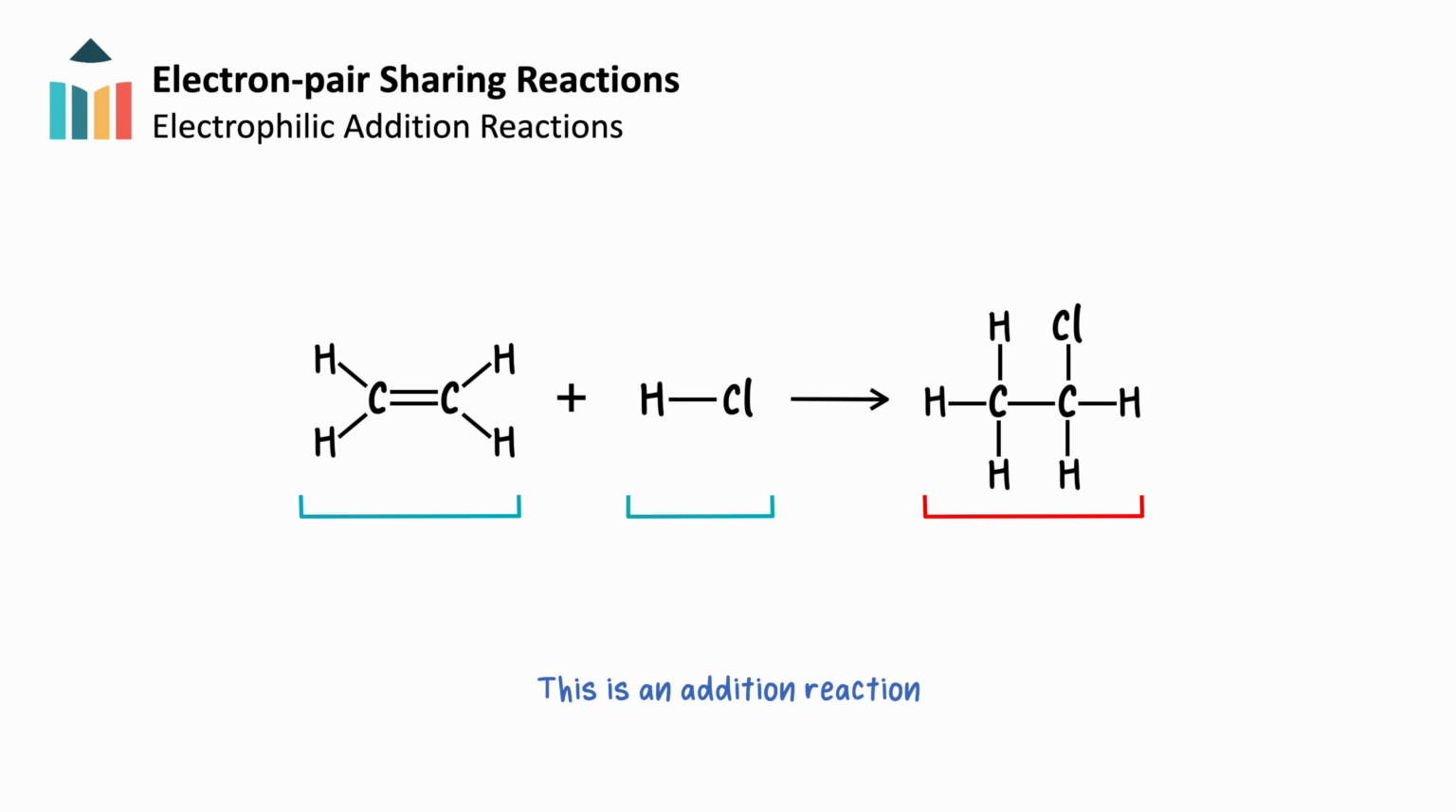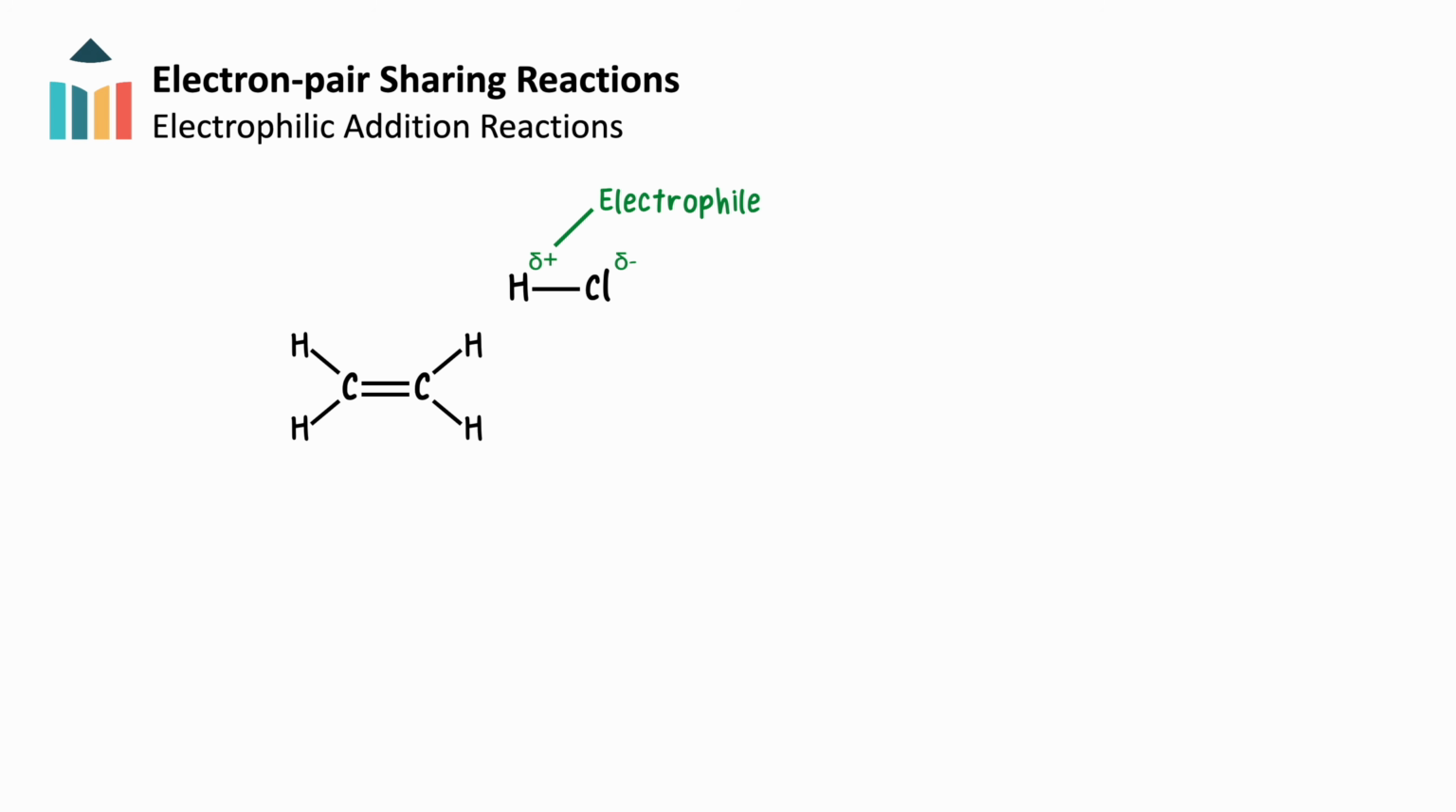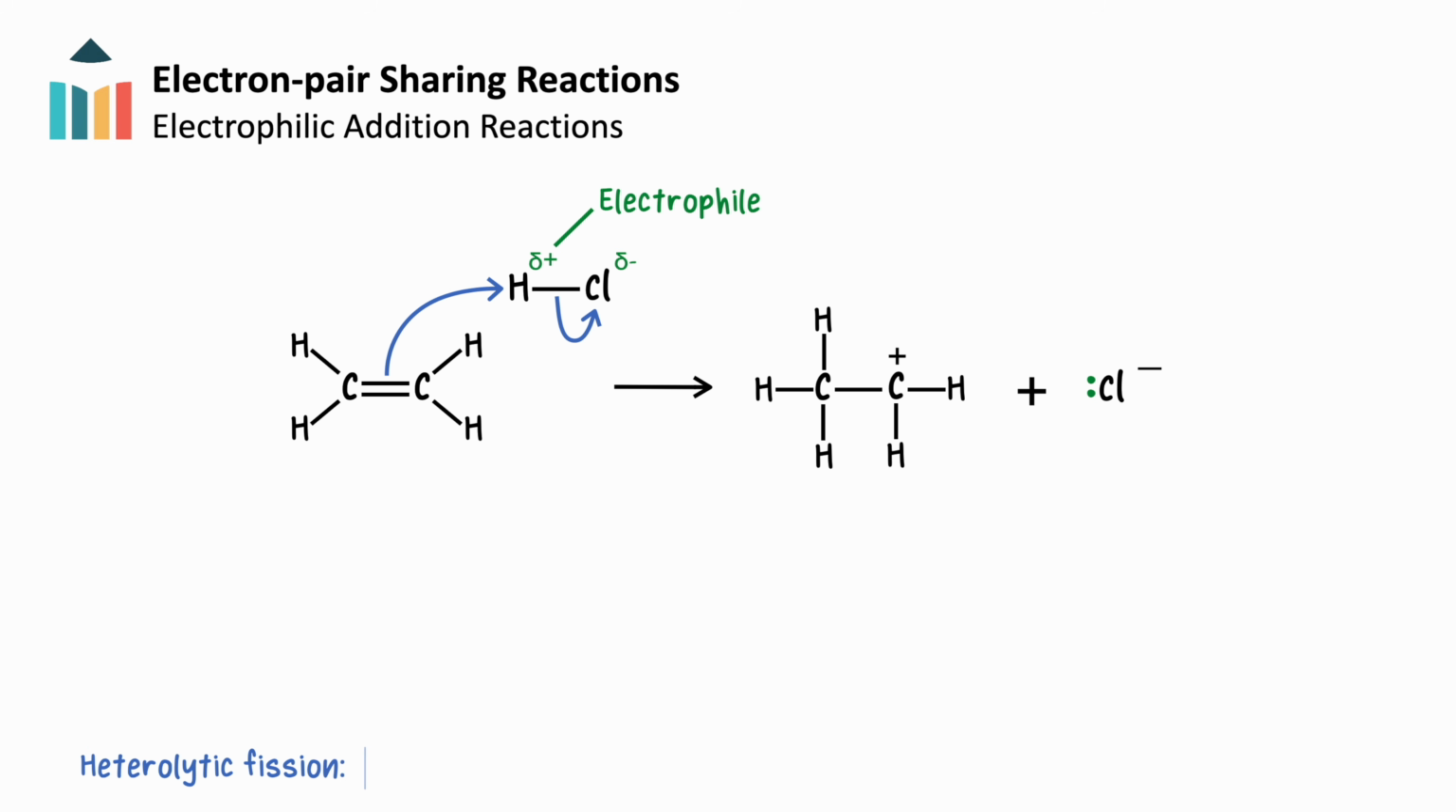This is an addition reaction, as there are two reactants that form one product. And in this reaction, the partially positive hydrogen of HCl is attracted to the electrons in the carbon-to-carbon bond. This attraction brings a pair of electrons from this double bond to be shared in a new bond with hydrogen. In the process, the HCl bond breaks due to heterolytic fission. Heterolytic fission is when a covalent bond breaks and both bonding electrons go to just one of the atoms.